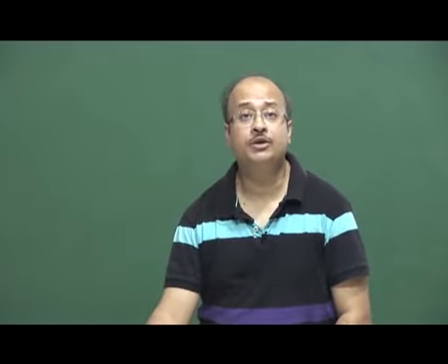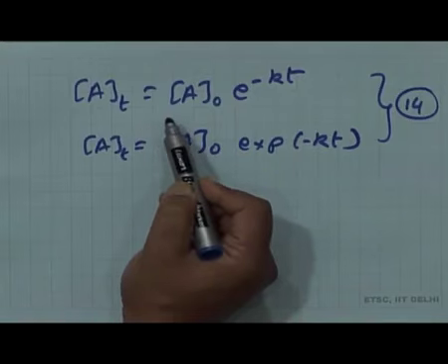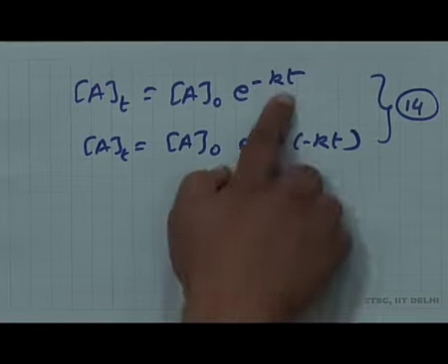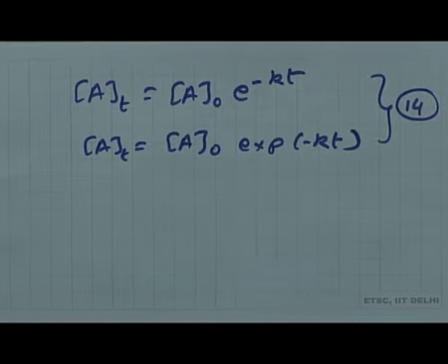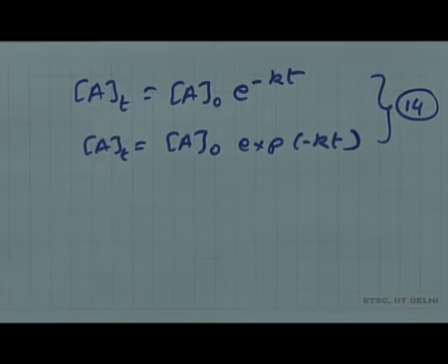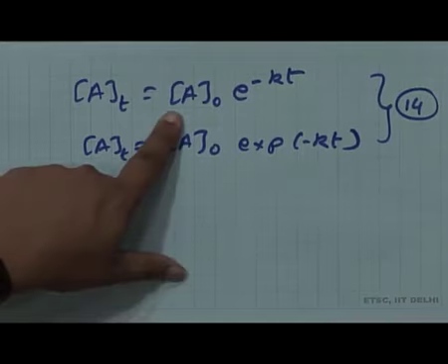What it means is, if you focus on equation 14, concentration of A naught is what? Concentration of A naught is the initial concentration, t is the time that has elapsed since my reaction has started. What is k? k is the rate constant, okay, and you immediately realize that what the equation is trying to tell you is that the concentration of A at time t is essentially an exponentially decaying function. That means the concentration of A, what would happen?